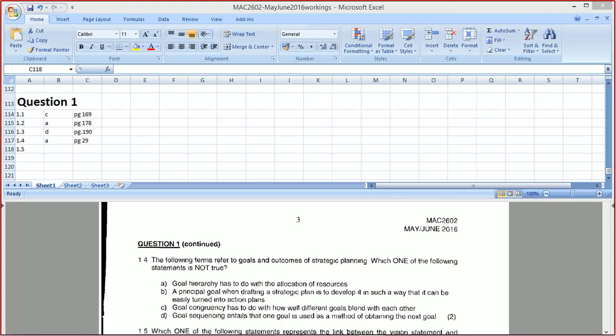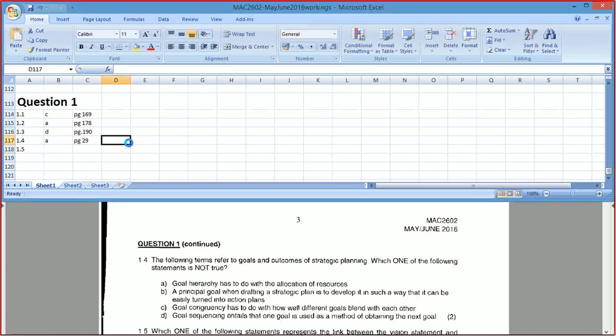D was looking at goal sequencing. Goal sequencing entails one goal and obtaining the next goal. Correct, yeah. So it all comes from the textbook. Page 29 is correct. That's the right reference. The first one was the hierarchy, having to do with allocation of resources. Okay, so I was undecided with that one. We had to look at the others to confirm. So just to double check on page 29, option A is false.